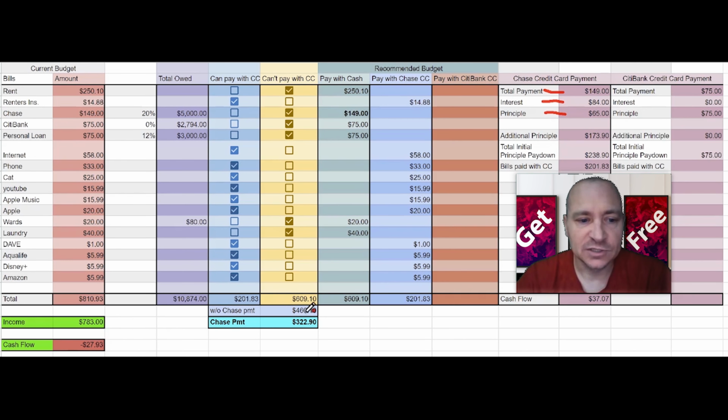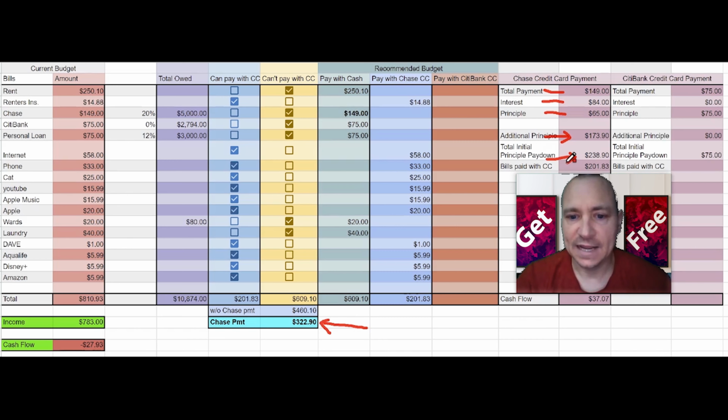Subtract that $460.10 off of their income, and we end up with a possible payment to Chase of $322.90. That's their whole budget, okay? Everything goes to pay these cash bills and the Chase payment. That means we're going to put an additional principal payment each month of $173.90. So the total principal pay down initially, when they make that $322.90 payment, is going to be $238.98 that their balance goes down on their credit card.